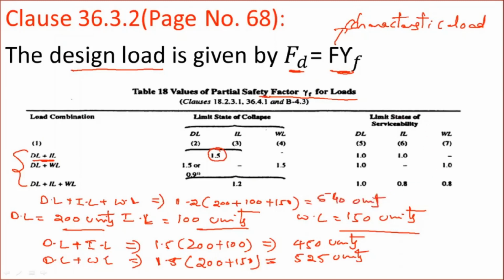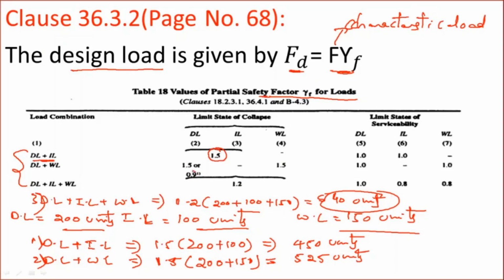You don't need to worry about the limit state of serviceability here, because design load will always be higher for the collapse condition, because the factors of safety are higher here. Among these three combinations, this is the first combination, this is the second combination and this is the third combination. Whichever is higher, that has to be used as the design load.